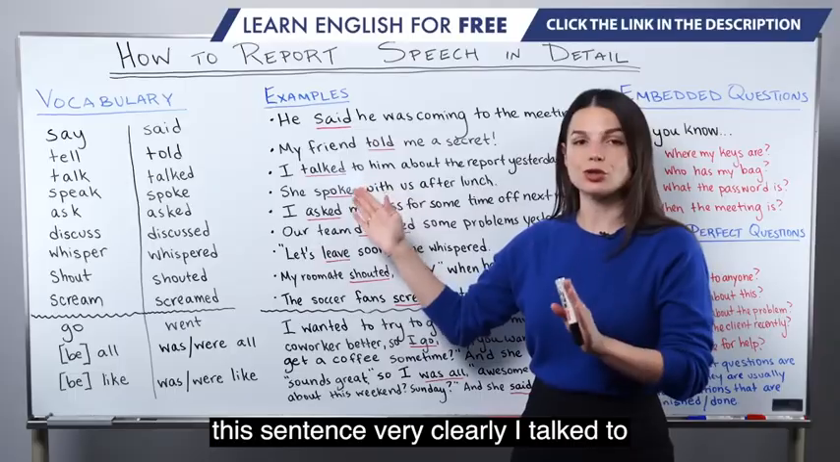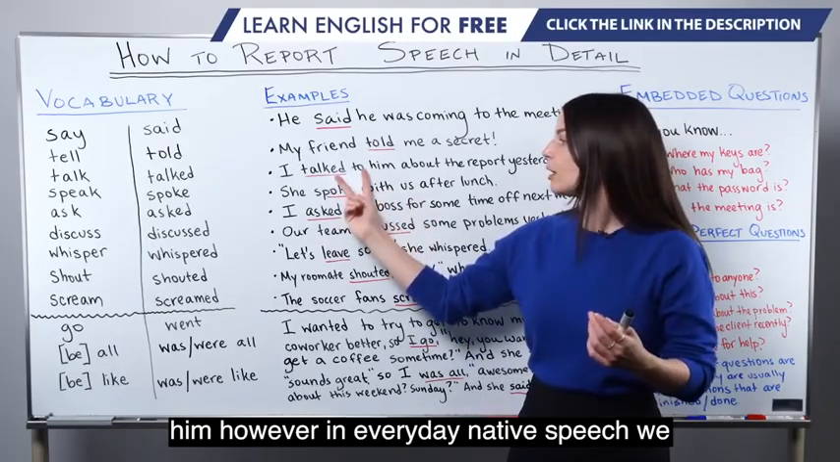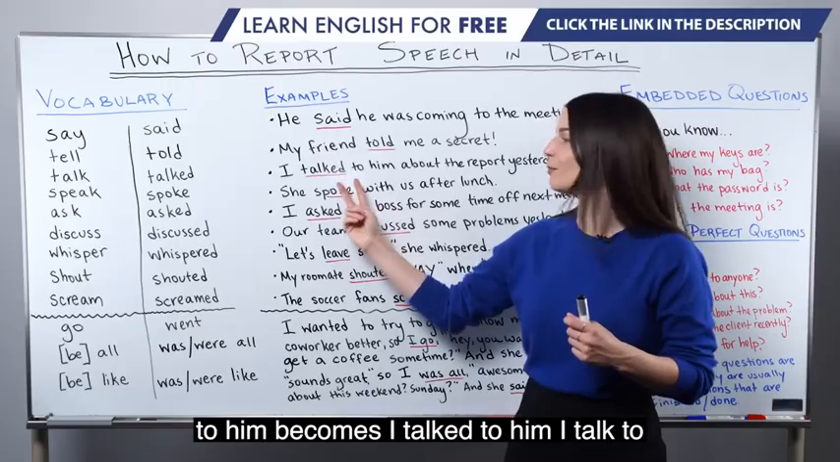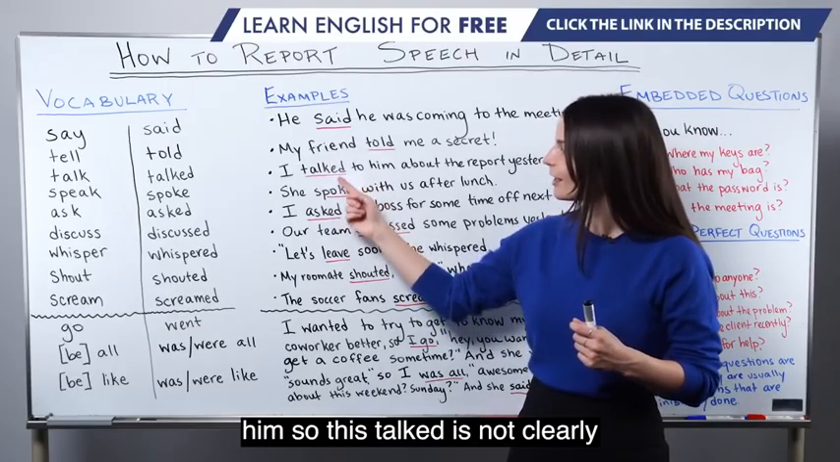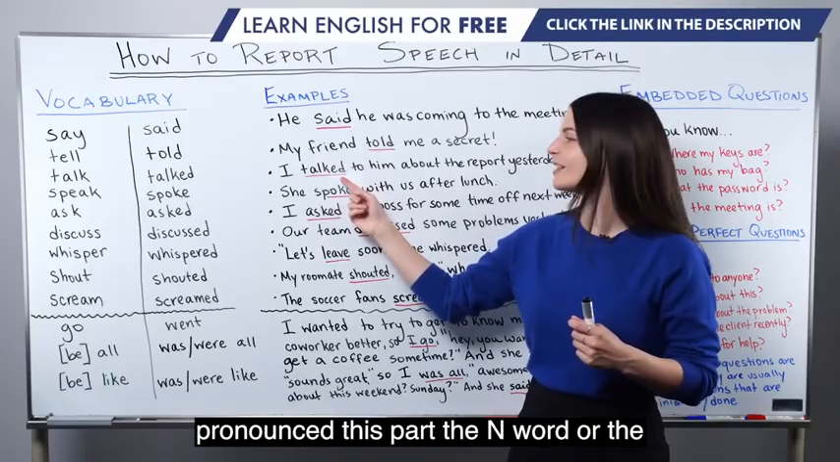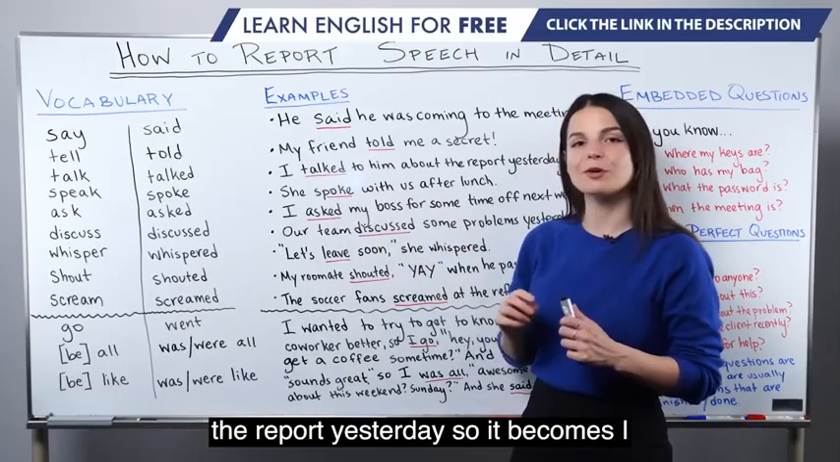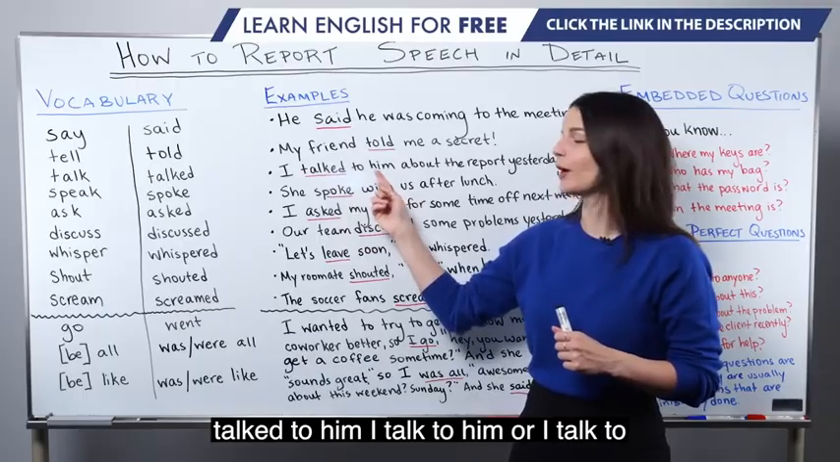I talked to him. However, in everyday native speech, we make these sounds come together. "I talked to him" becomes "I talked to him." So this "talked" is not clearly pronounced, the end syllable here. I talked to him about the report yesterday. So it becomes "I talked to him." Or "I talked to her."